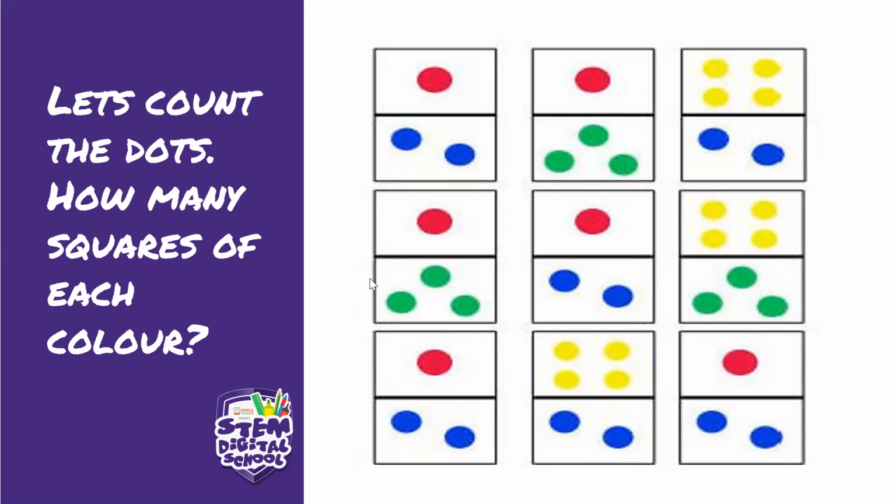Who can count the yellow dots? Who can count the yellow dots for us? Let's see. Yes. 1, 2, 3, 4, 5, 6, 7, 8, 9, 10, 11 and 12. So there are 12 yellow dots and there are 9 green dots.